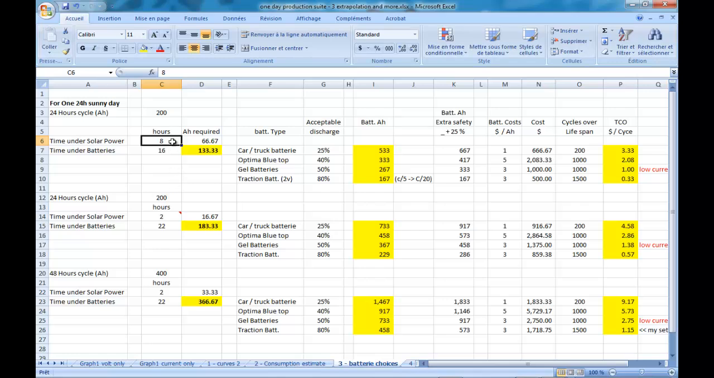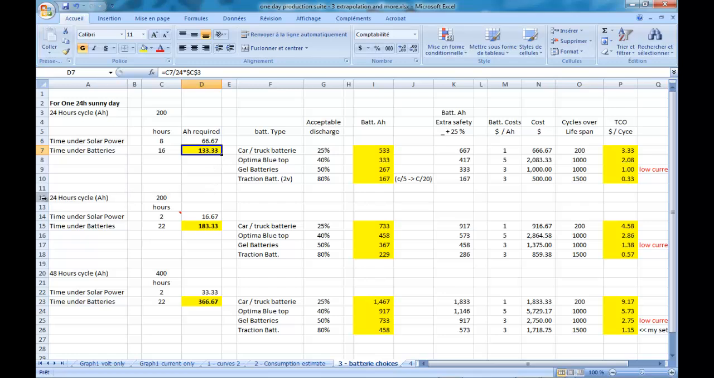8 hours during which the batteries are not giving electricity. You are getting it directly from the solar panel. So this electricity doesn't count for the battery. It counts for the solar panel. So basically you need to keep up with power for 16 hours, 16 hours under a battery at 200 ampere hours per 24. So there we go. We need a battery system that can deliver 133 ampere hours.